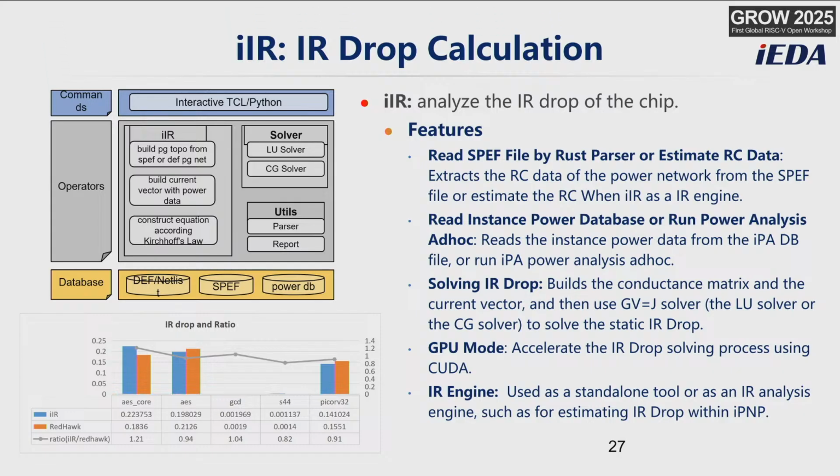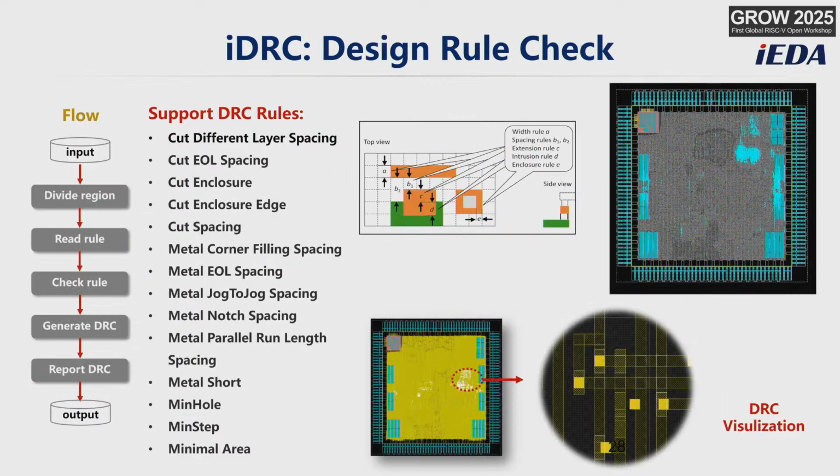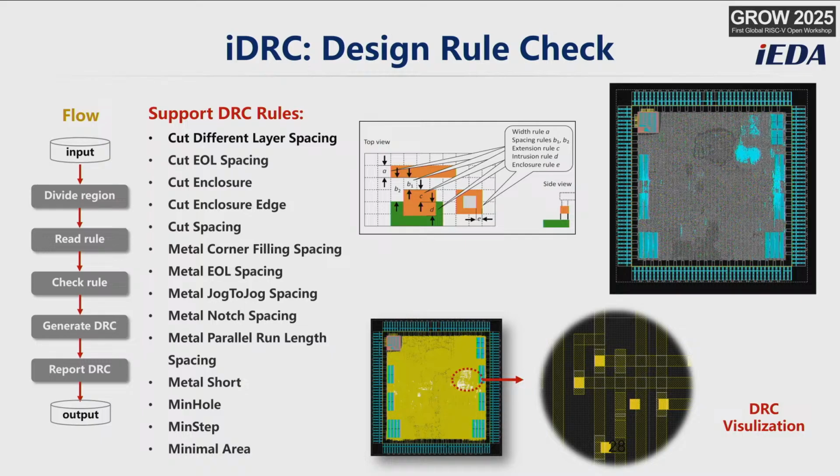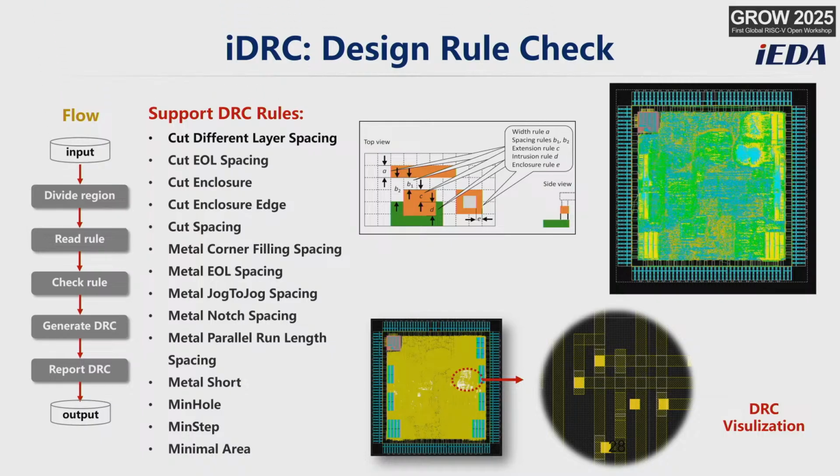iIR refers to IR drop calculation. It is used to analyze the IR drop of the chip to balance the power. And iDRC refers to design rule check, and it can support the geometry rule check. It can support geometry checks with the 28 nanometer and above process nodes in mainstream foundries.